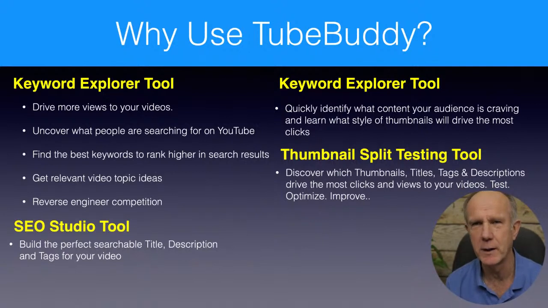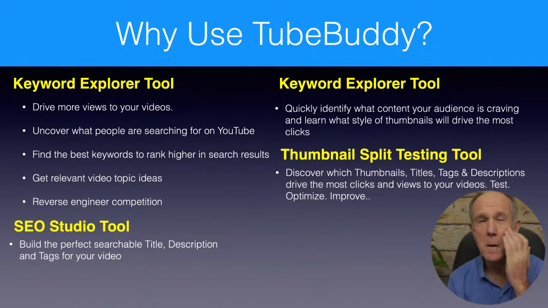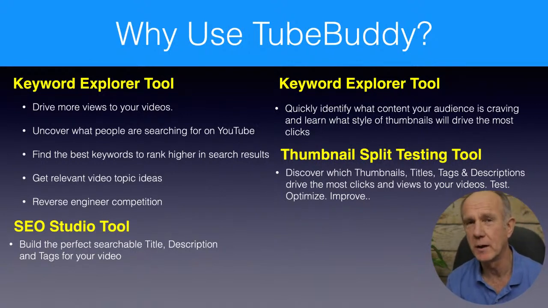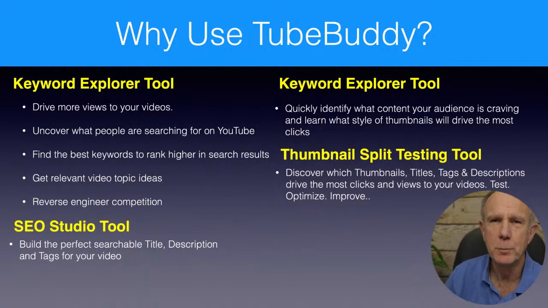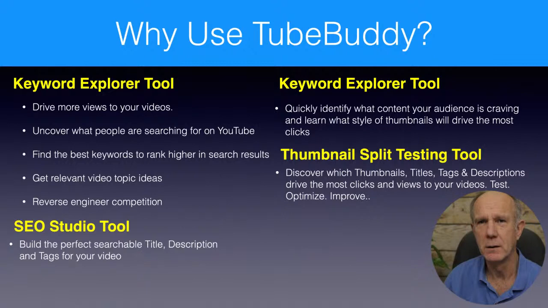Mostly I use the thumbnail split testing tool, so you can put two thumbnails side by side, and then YouTube will show you after like 14 days, 21 days or longer, which thumbnail has got the most clicks. So it's not based upon emotion or what you think is the best thumbnail, but TubeBuddy will give you the right data to help you to make the best decision and choose the best thumbnail for your video.